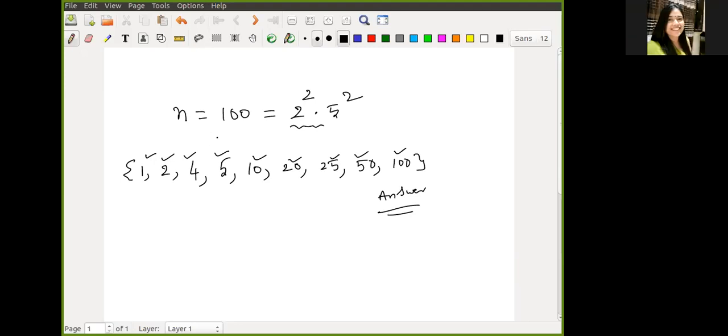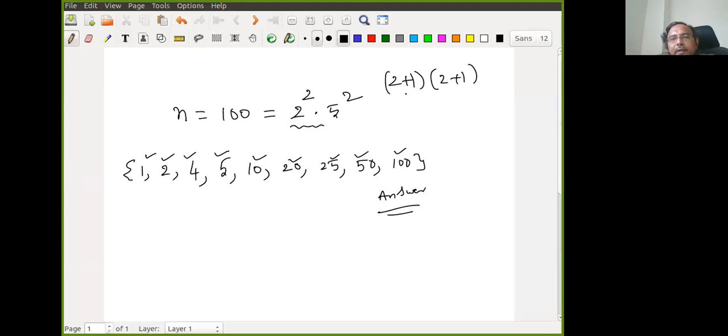Sir, it is 2 plus 1 into 2 plus 1. What Shruti is telling is that we should look at the exponents only. Exponents are 2 and 2, so 2 plus 1 into 2 plus 1. Not only for this number: take any number with prime p power a and q power b, the number of divisors is a plus 1 into b plus 1.